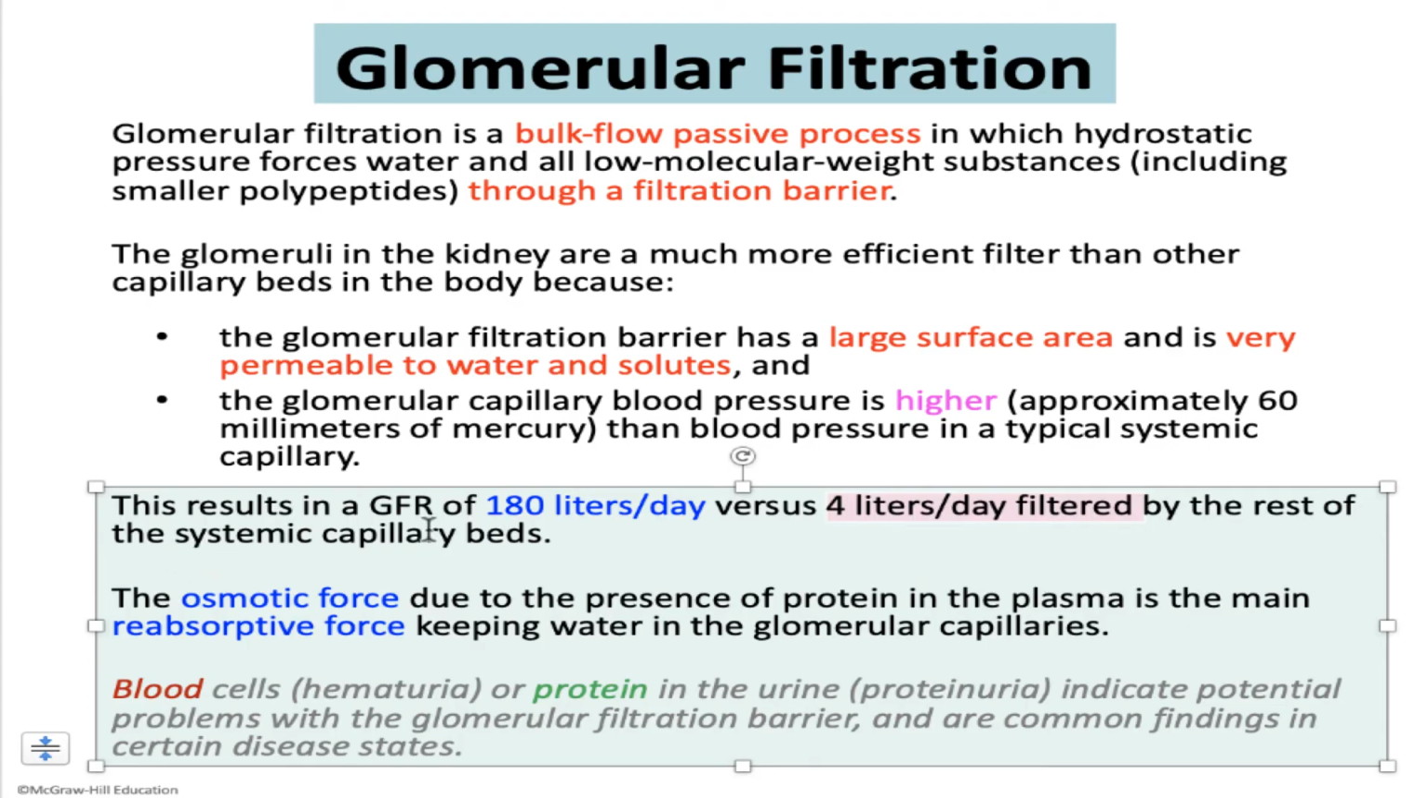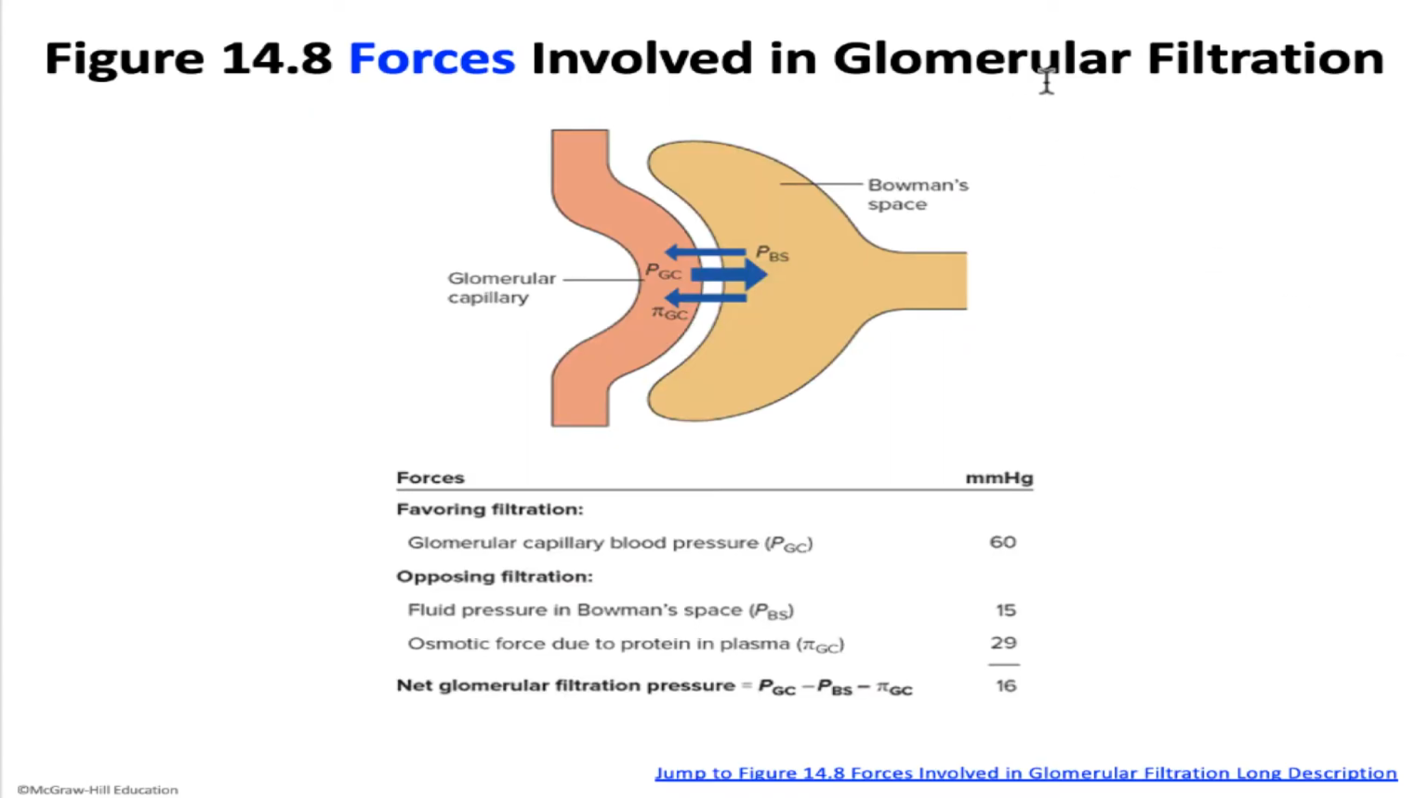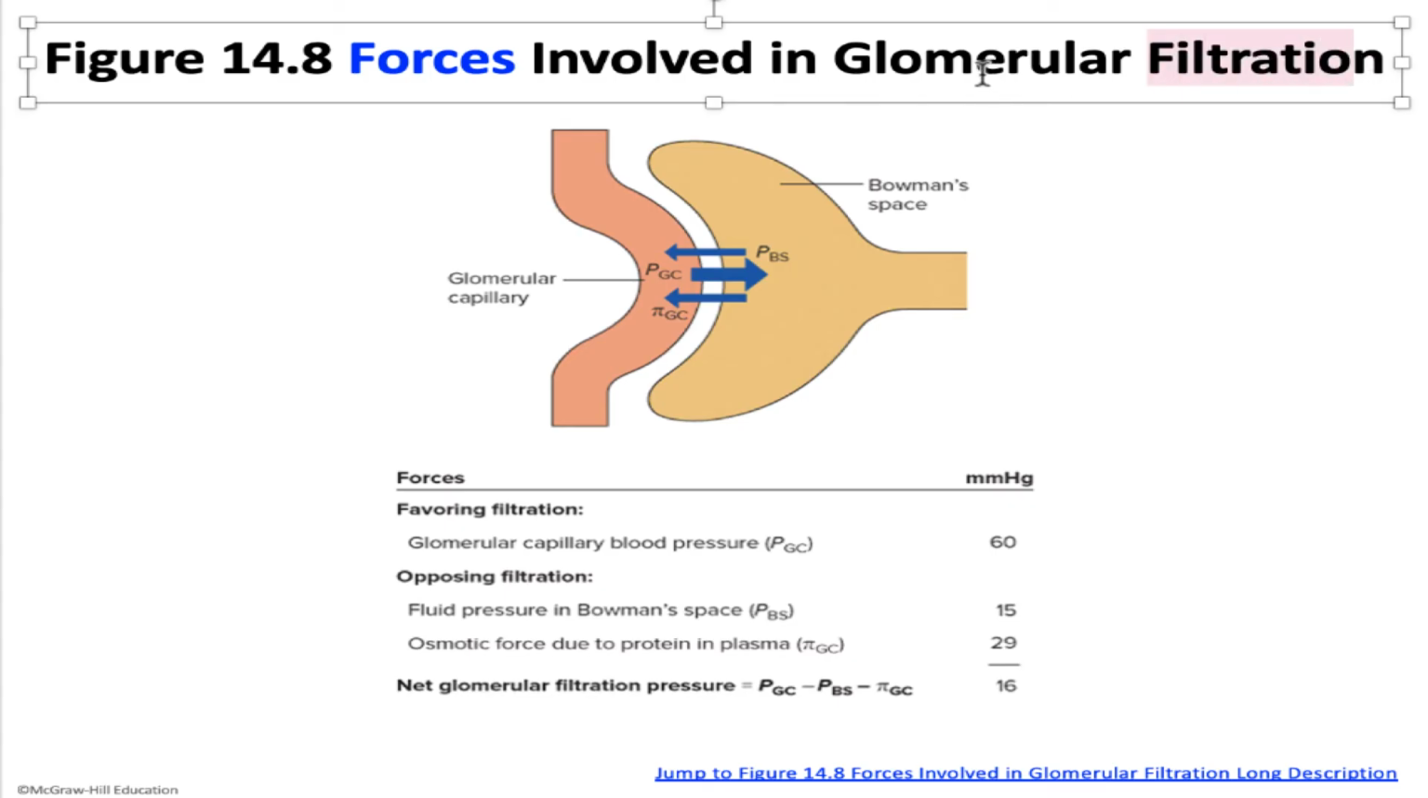Interestingly, the opposite force is the osmotic force generated by the presence of the proteins that are left behind in the blood plasma, and they are the main way in which you get the fluid being pulled back out of the nephron, the tubule, into the blood vessels. So that's part of the reabsorptive force that we talk about in various places in the human body.